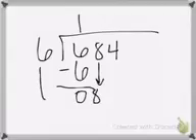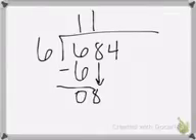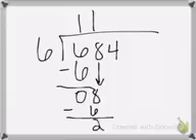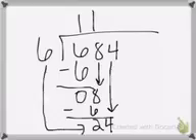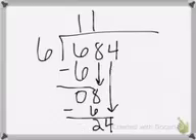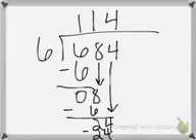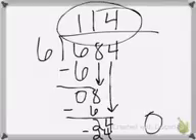How many times does this 6 go into 8? Once. 1 times 6 is 6. 8 minus 6 is 2. Drop down your last number, which is our 4. How many times does 6 go into 24? Well, we know 6 times 4 is 24. So we can write 24. 24 minus 24 is 0. Once we have that 0, we know we are finished, and our answer is 114.